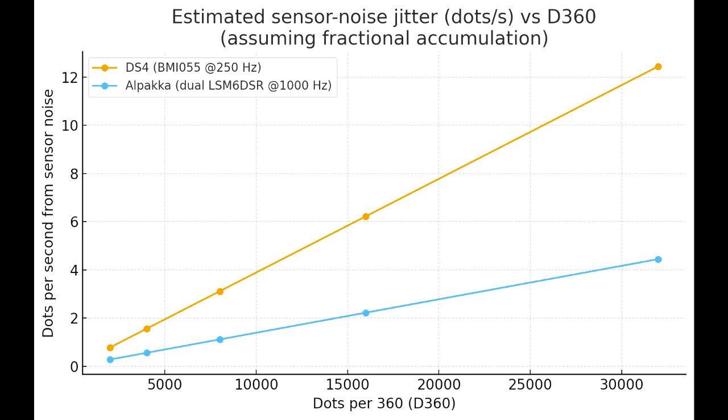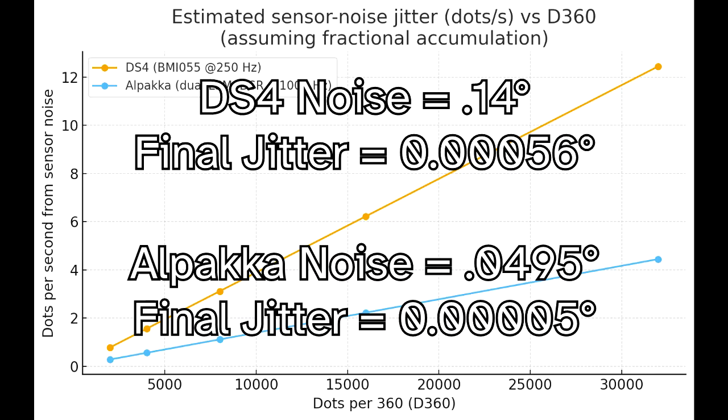So yeah, it seems like Alpakka nailed it. Double gyro should just be the standard. You can see the difference for yourself on this chart that I had GPT make for me while researching all of this. And so going back to the PlayStation 4 controller, I went ahead and did a couple more tests to see if there actually is a difference between different dots per 360 settings.